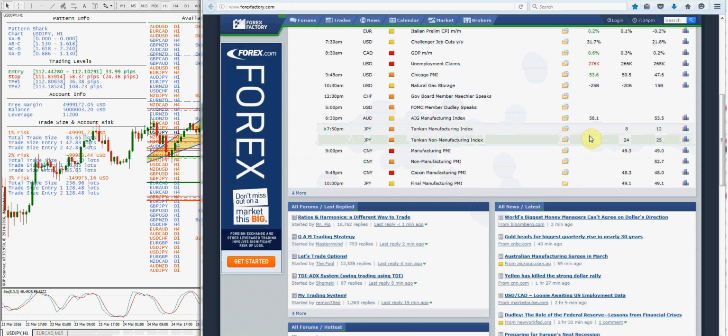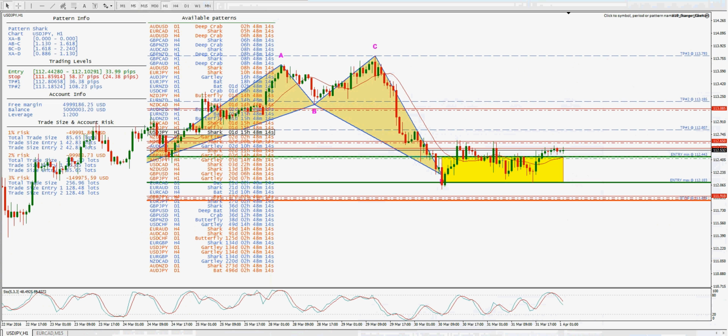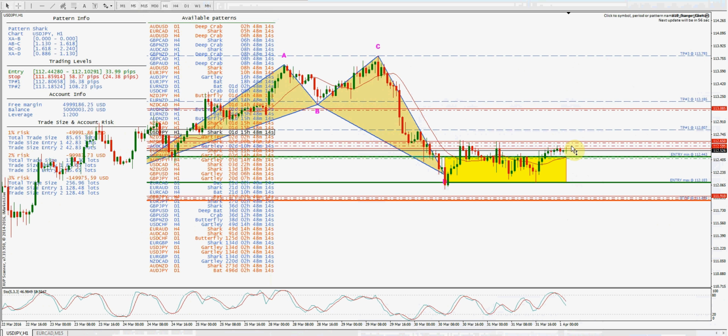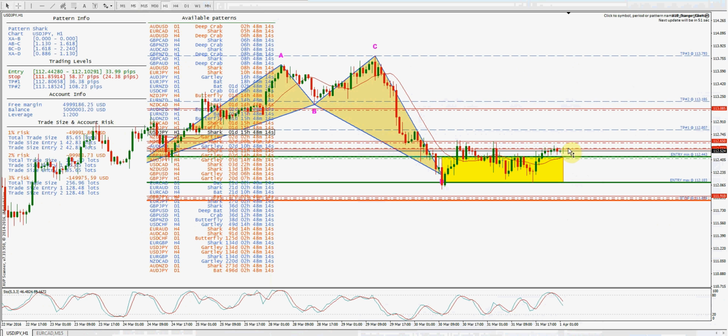We're currently up a little over $100, so I'm going to hopefully go ahead and take out this first contract before that news hits. And that should give me about $100 in profit. And then the idea here is to have my stop at break even before that news comes out. So if it spikes down, it'll go ahead and just take me out.